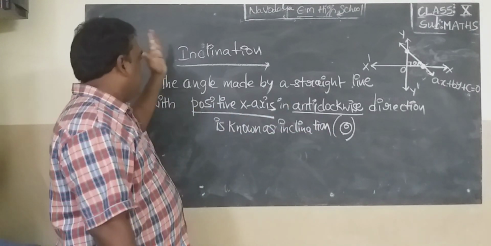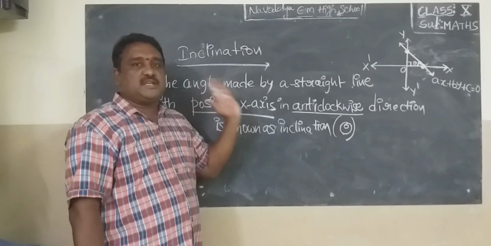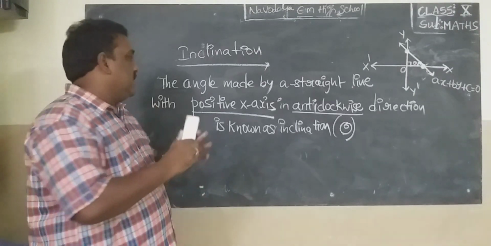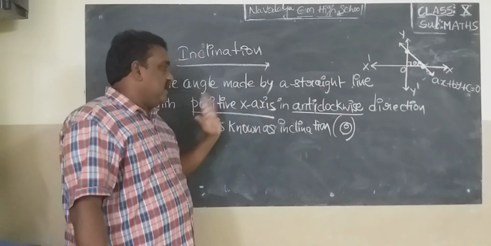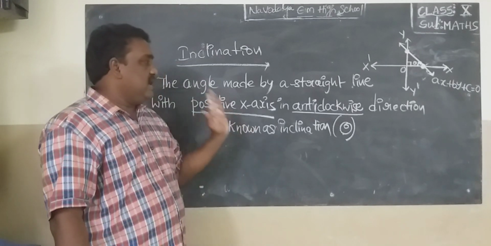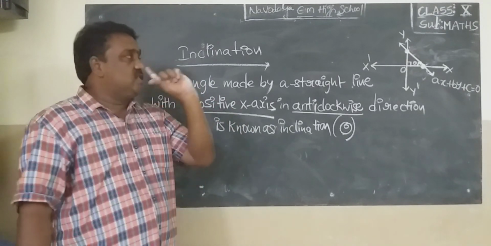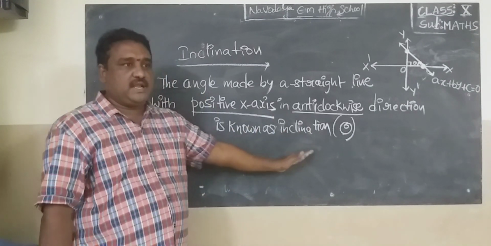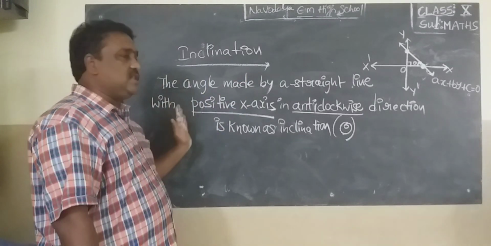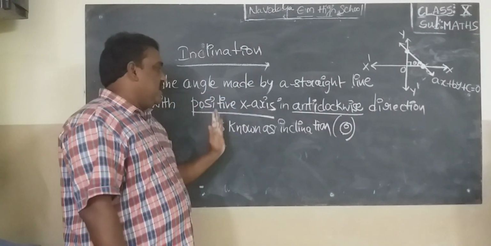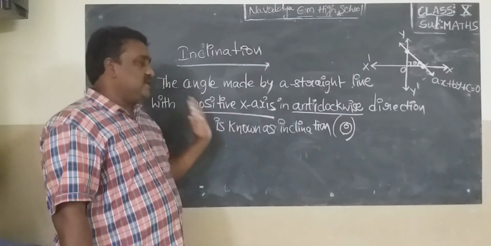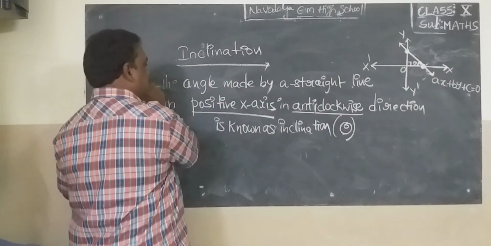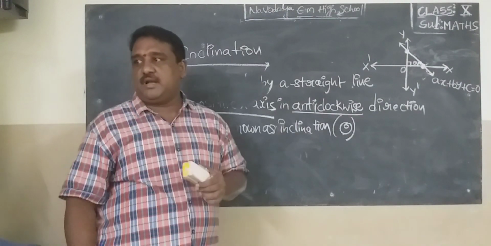So what is the definition of inclination? The angle made by a straight line with the positive x-axis in anti-clockwise direction is known as inclination, and it is represented by theta. That is about inclination. Remember, inclination is nothing but angle.